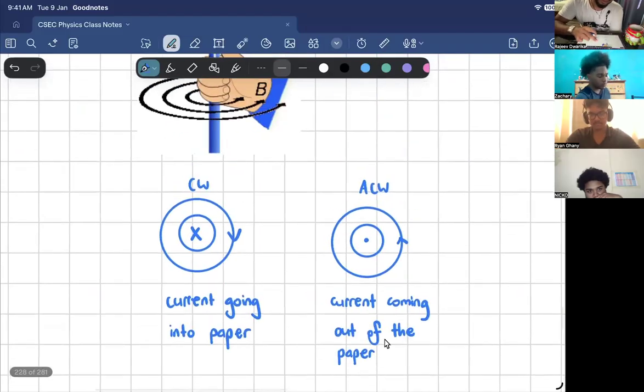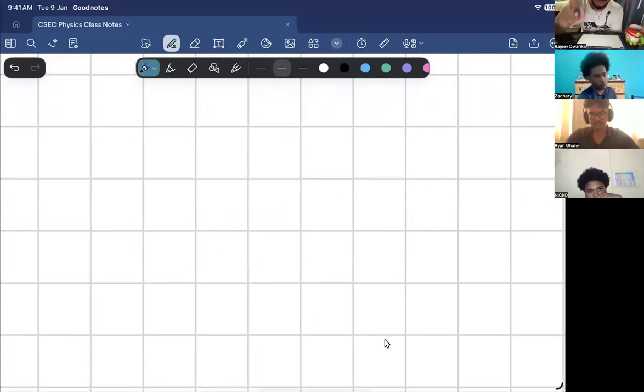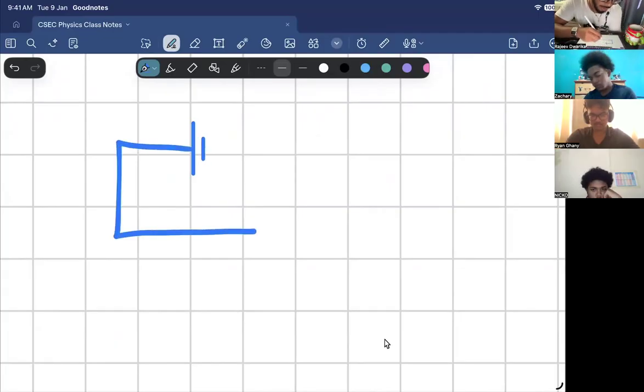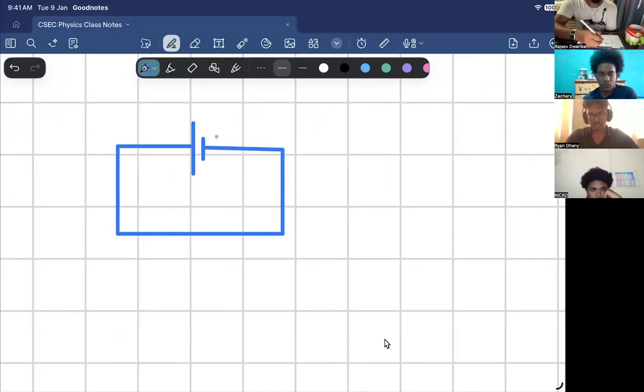Let's apply this to a scenario, right? So I just told you guys, if you have current flowing through a wire, around the wire you will have a magnetic field. So let's consider two instances. And I want you guys to tell me how this is going to work, right? So which terminal is it?